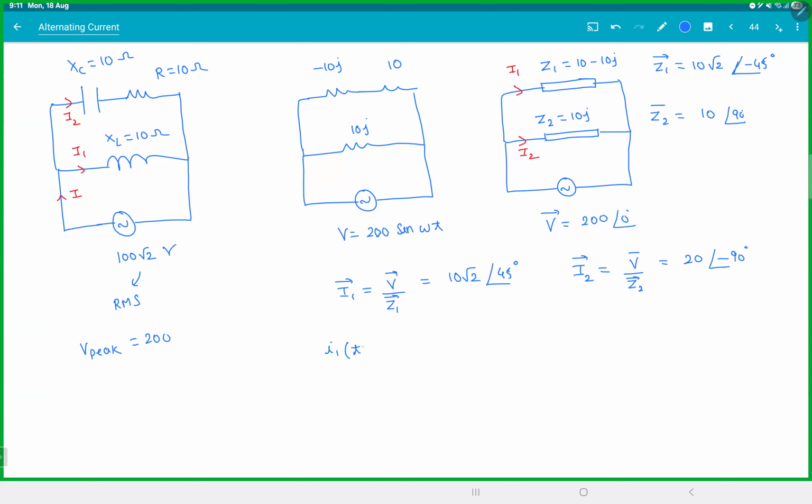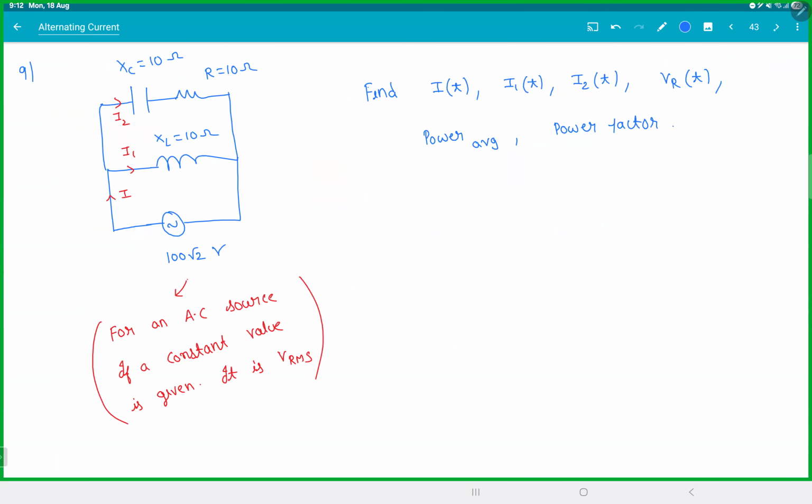So I1 as a function of time t. Now, if they're asking for the RMS value, you know what to do. This is the peak value by root 2. I1 is 10 root 2 sin omega t plus 45, I2 as a function of time t is 20 sin omega t minus 90. What else do you want? You want VR of t.